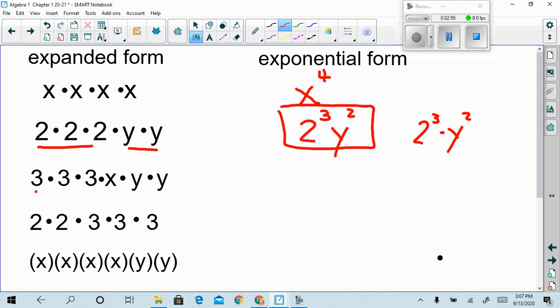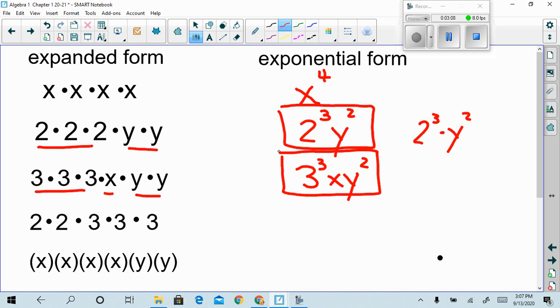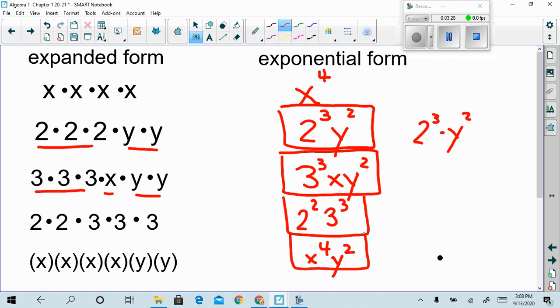The third one has 3 terms. There's 3's, there's x's and y's, so I've got 3 cubed times x times y squared. The next one, 2 squared times 3 cubed. The last one, 1, 2, 3, 4, x to the fourth, and y squared. So we can take something in expanded form and condense it into this power form, base exponent.